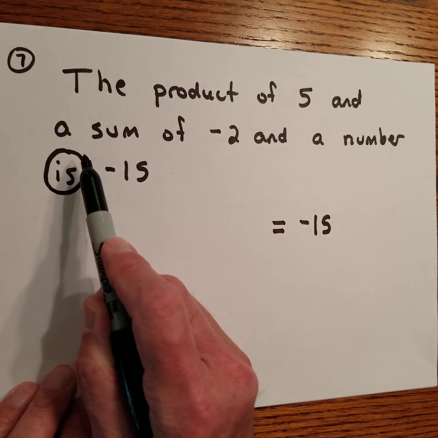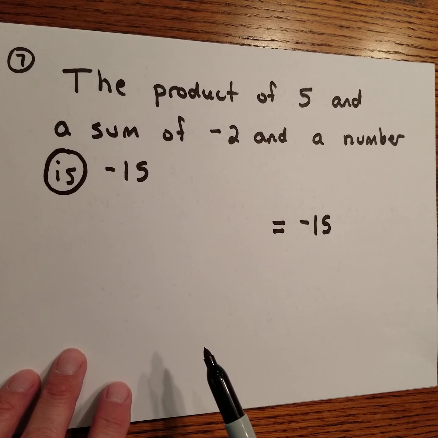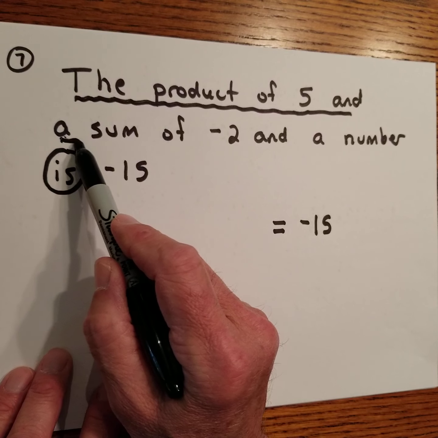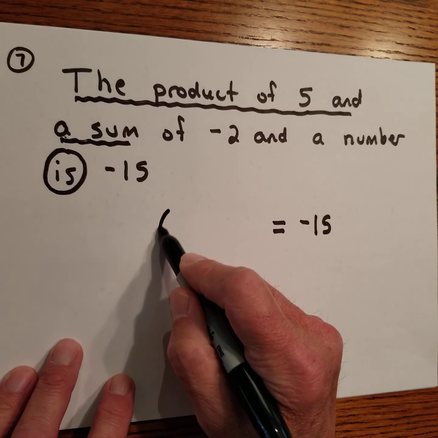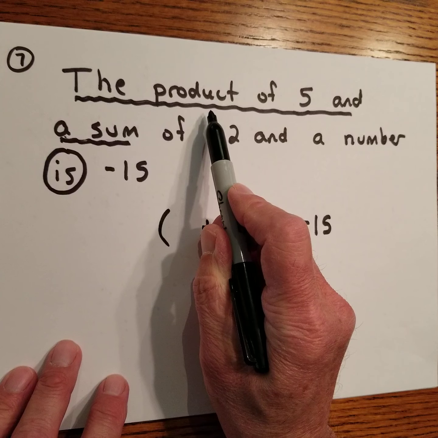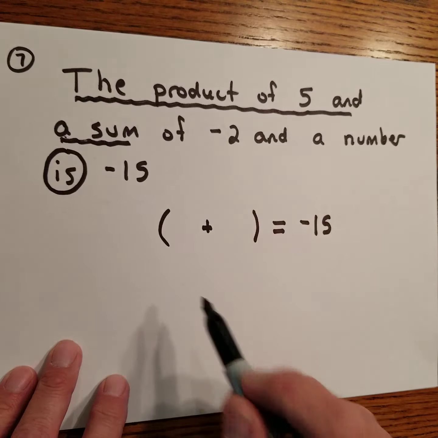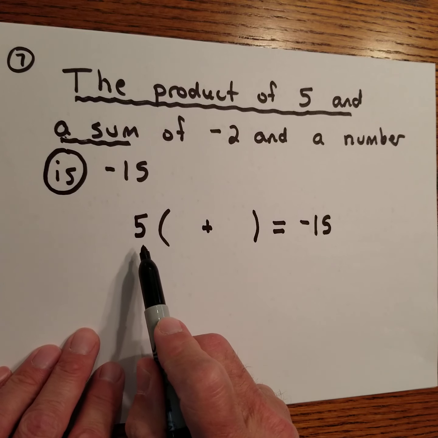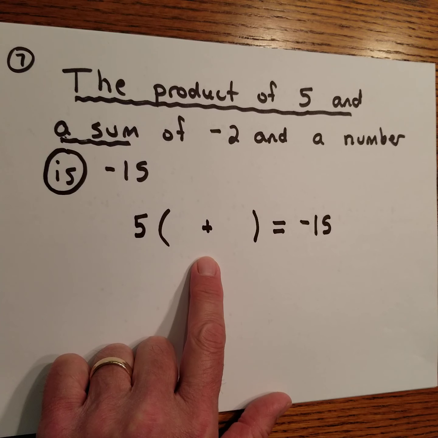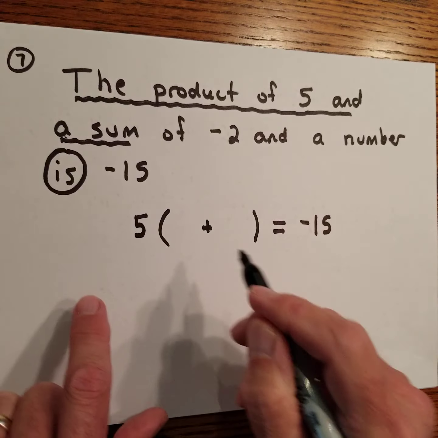Before the equal sign, very complicated. I have the product of 5 and a sum of negative 2 and a number. But here's what we have to keep an eye out for, this phrase: the product of 5 and a sum. Stop. That tells me I need parentheses. A sum is an addition problem. I want the product, multiply, the product of 5 and a sum. That tells me I need parentheses so that I can multiply 5 times this sum. Now the sum of what and what? The sum of negative 2 and a number.